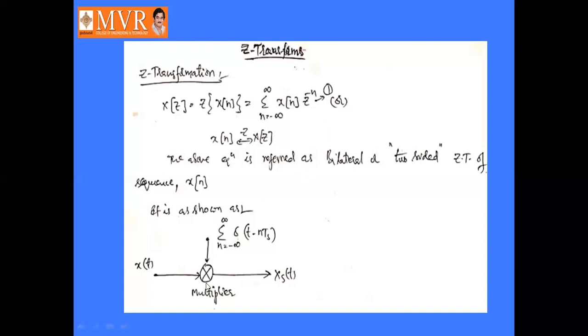So it is shown like this. x of t is the input signal, this is the multiplier, and this is a train of impulses, sigma n varying from minus infinity to infinity delta of t minus n Ts. Okay. So by multiplying these two, we will get the discrete time signal x of nTs, right? So this is the diagrammatical representation of the Z transform.